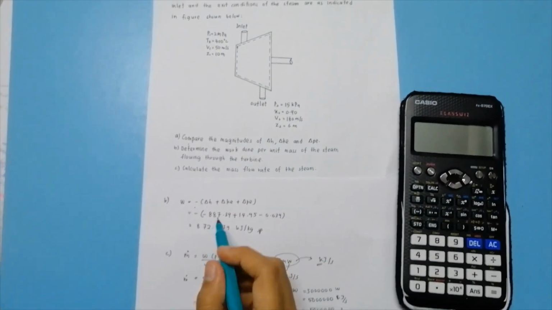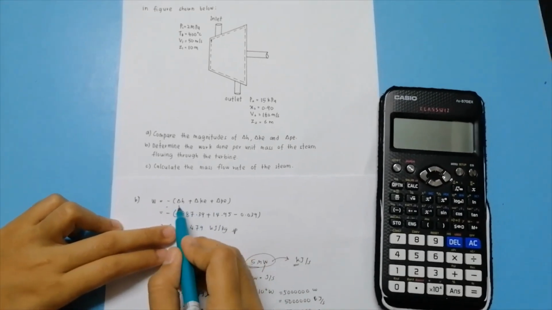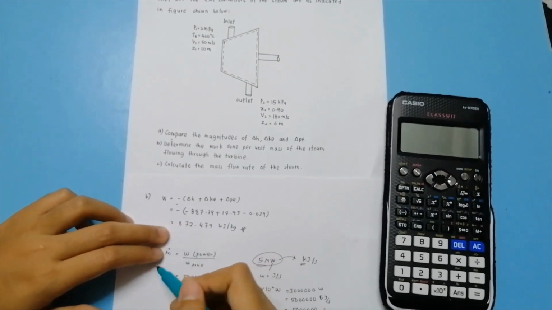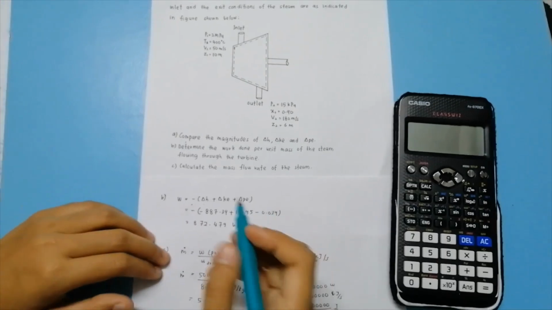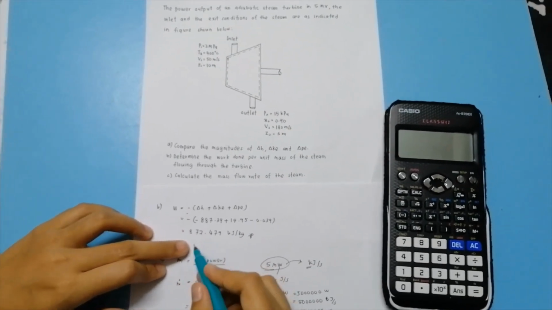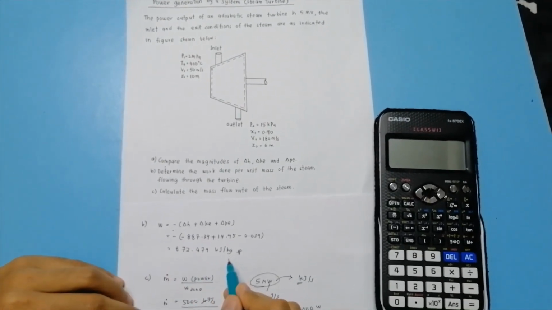Okay, so from the previous question, we already have the value of delta H, delta KE, and delta PE. So we just have to substitute the value. We also need to consider the negative sign. So we just substitute it, and we get the answer 872.479 kilojoule over kilogram.